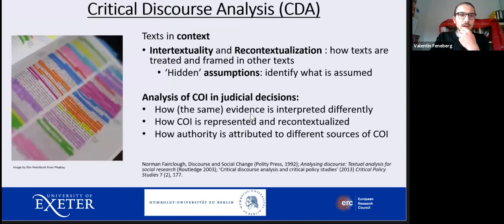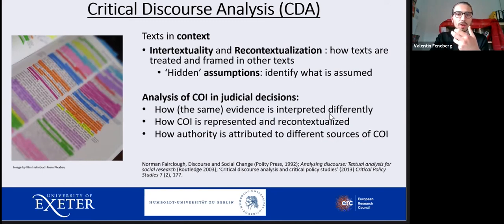For the qualitative part, we borrowed from critical discourse analysis, CDA, the Norman Fairclough version of this methodology, which considers texts always in context. And the main features are intertextuality and recontextualization. That is how texts, in our case COI in judicial decisions, are treated and framed in other texts. Another main feature is the thought that what is said in a text always rests on unsaid assumptions.